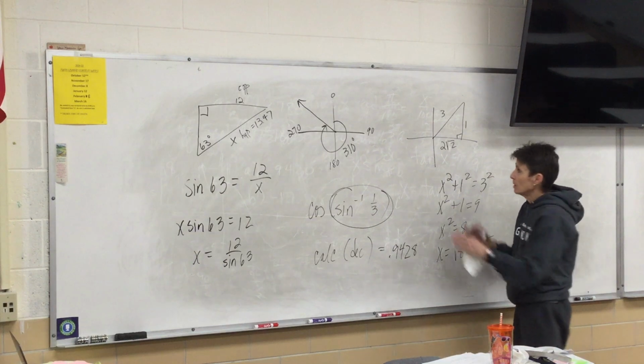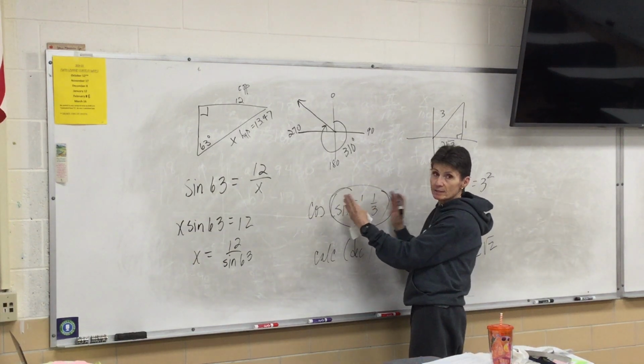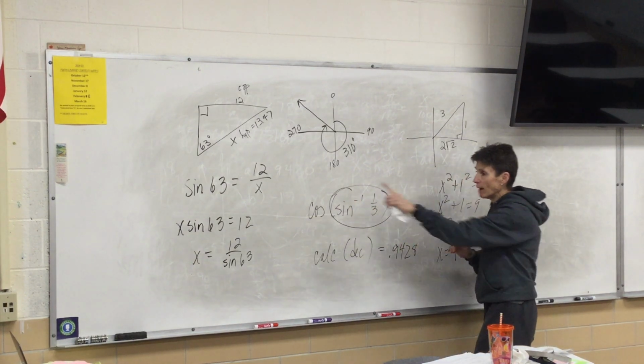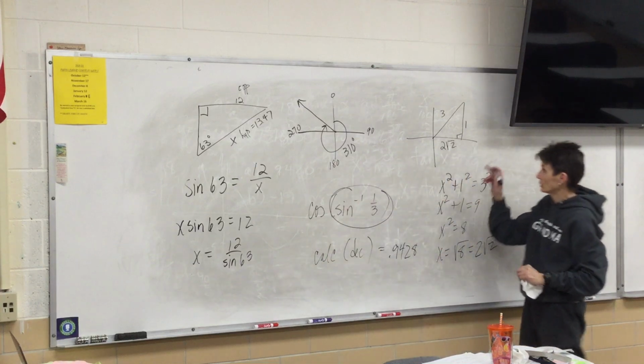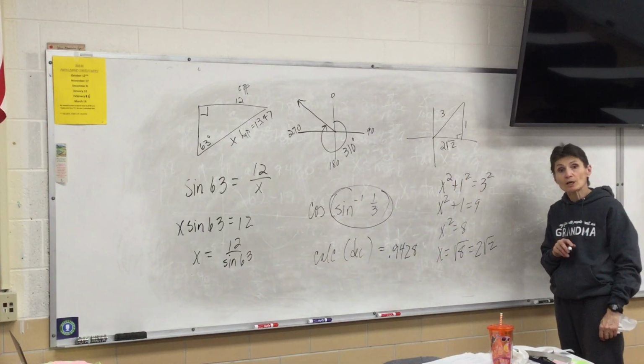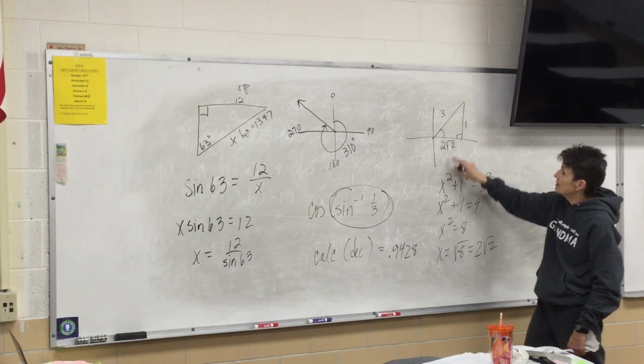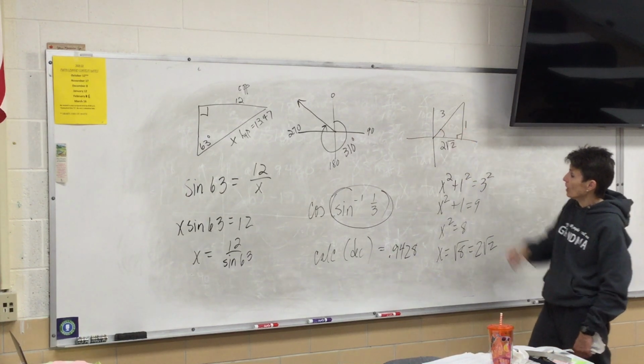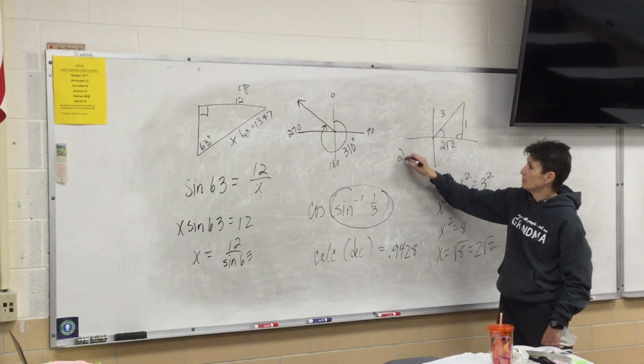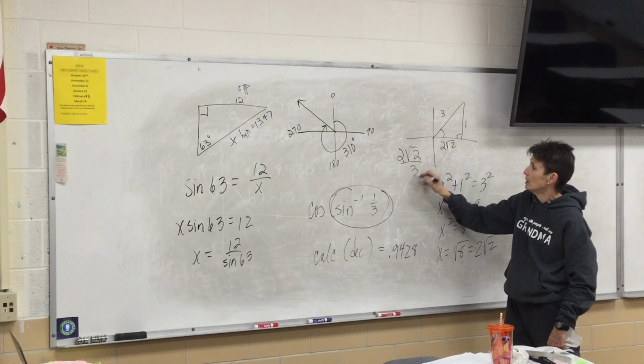So far, all I've done is draw a picture of this, right here. Now, I'm going to find the cosine of it. So look at that picture. What's the cosine? Here's your angle. The cosine is adjacent over hypotenuse, so that will be 2 square root 2 over 3.